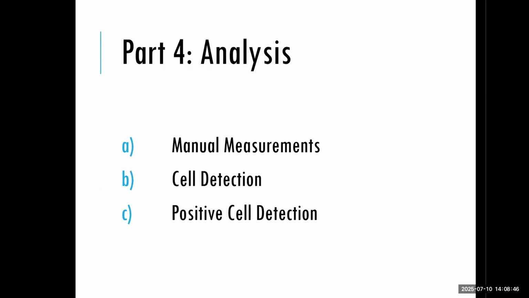So we're getting into the analysis part of it. Now, this is more simple than what we will be doing in part 2, which will be the machine learning part, but this will allow you to use QuPath's algorithms to detect cells and measure them, as well as find whether a cell is positive or negative for some particular marker.